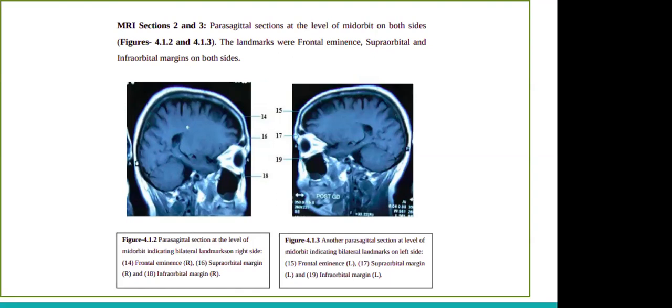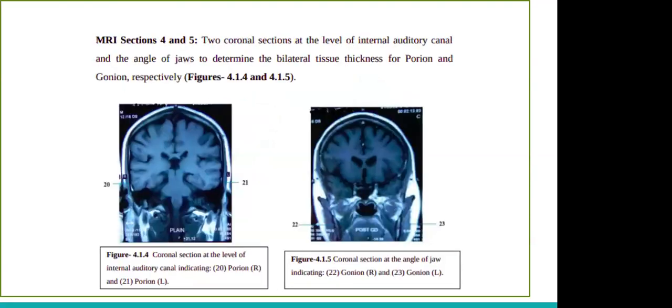So for the left and for the right side, parasagittal. And then there are two coronal sections. A coronal section is a section that divides the body into two halves, front and back. Here there are two points: one is porion and the other is gonion.